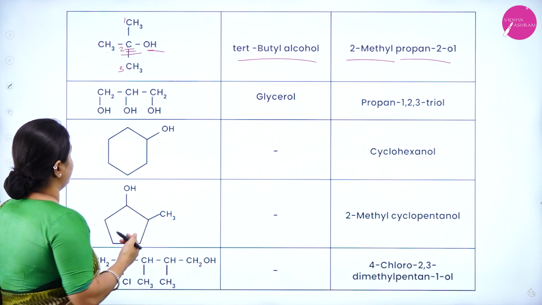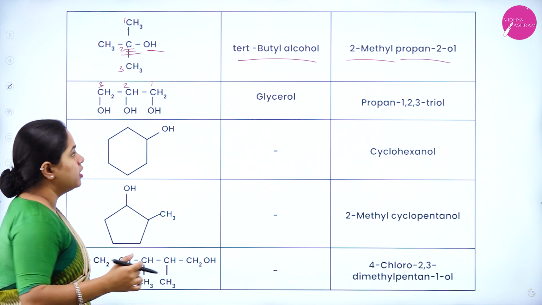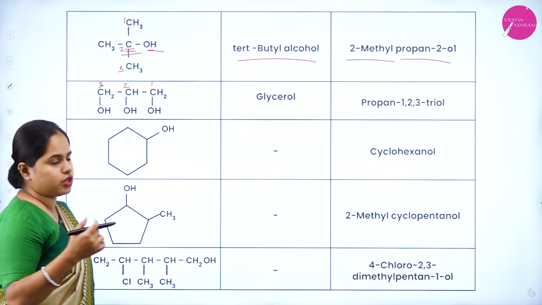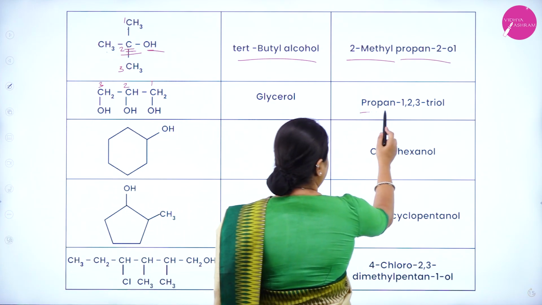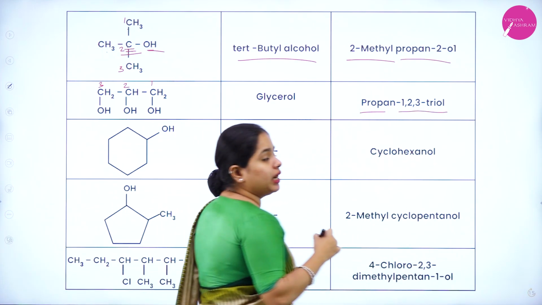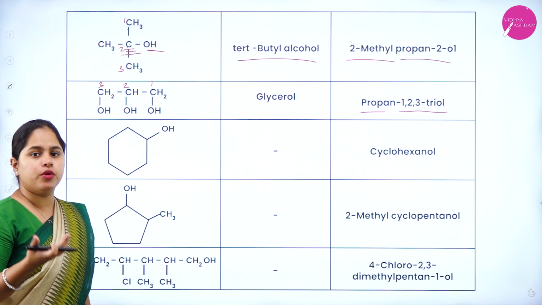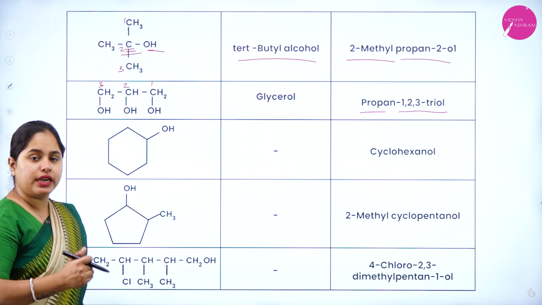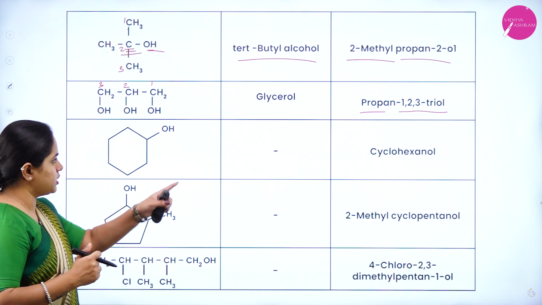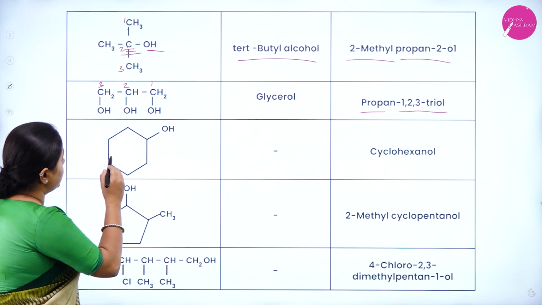Moving on to the next one. Here 1, 2, 3. From either side you can number it. So on the first carbon atom you have a hydroxyl group, the second as well as the third. So how do you name it? It is propane-1,2,3-triol. This was also discussed. If you have more than one hydroxyl group you have to name it as diol or triol. So you have 3 hydroxyl groups, hence it is triol. So which is the alkane? It is propane. So it is propane-1,2,3-triol.